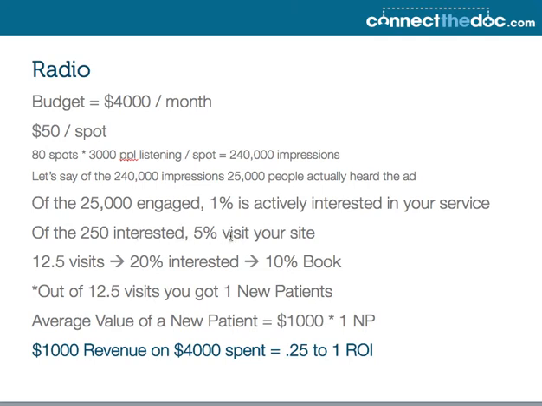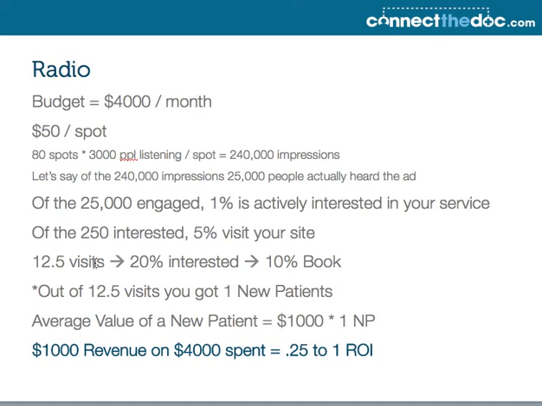But really, maybe they're in the car, maybe they're on the road, they're not at their computer. Really only 5% of those people will actually go visit your site. So 5% of 250 people who the ad might cater to. So let's say you're able to get 12.5 clicks to your website. Even though 240,000 people heard the ad, you're going to get 12.5 people visiting your site.